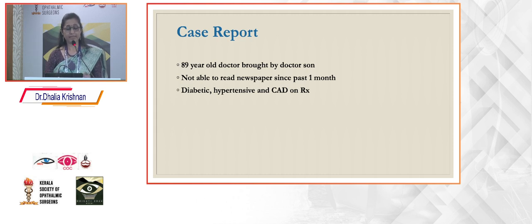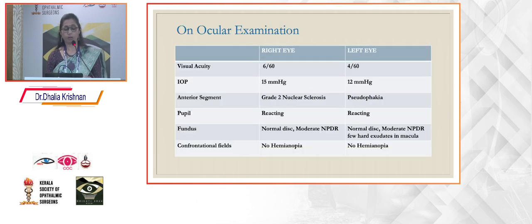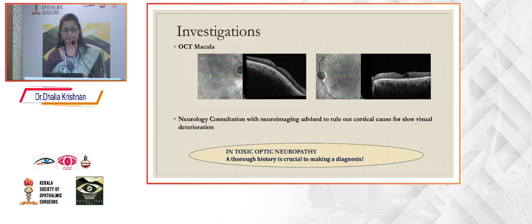Before I summarize, I want to share this case of an 89-year-old doctor brought by his son, not able to read the newspaper for the past 1 month, a diabetic, hypertensive, and cardiac patient on treatment. On examination, his visual acuity was 6/60 in the right eye, 4/6 in the left eye. Pupils were reacting. Fundus showed moderate NPDR in both eyes. Confrontation fields were not showing any hemianopia. OCT macula showed a mild DME in the left eye.